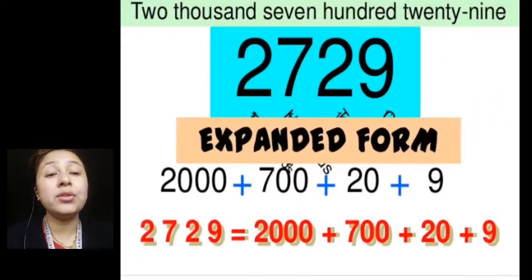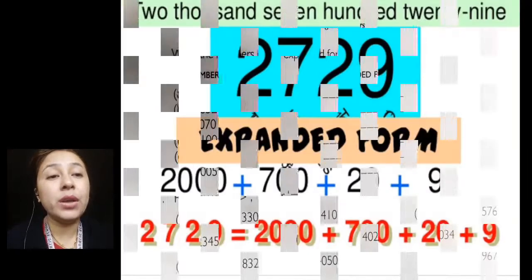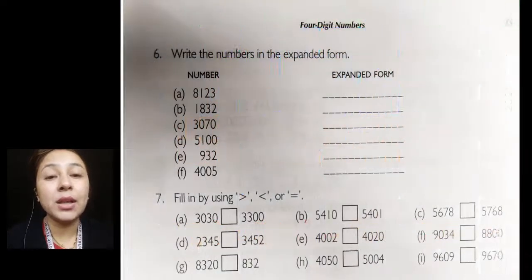See children, in today's class we will study the expanded form of the number. We will change the number into expanded form and compact form, okay? And we will also use different signs, that is greater sign, smaller sign and equals to sign, looking at the 4-digit number. So let us see what we are going to do in today's class. In today's class children, we are going to do 4-digit numbers.